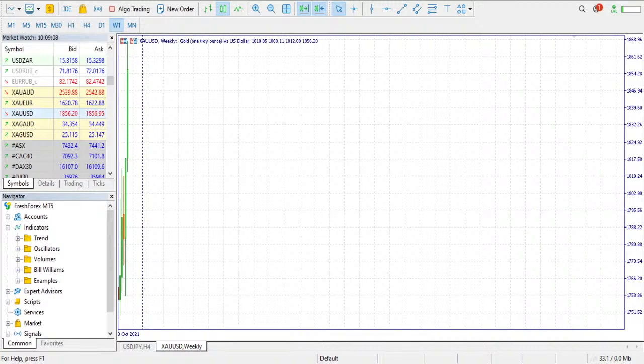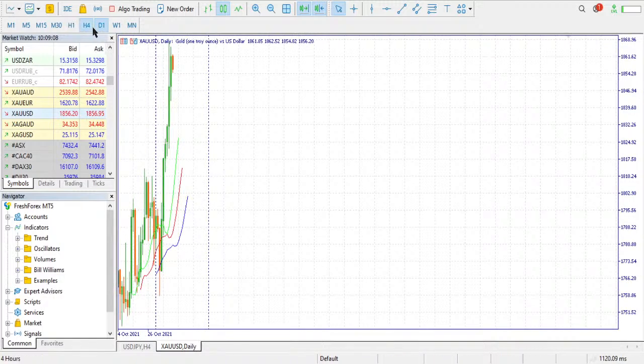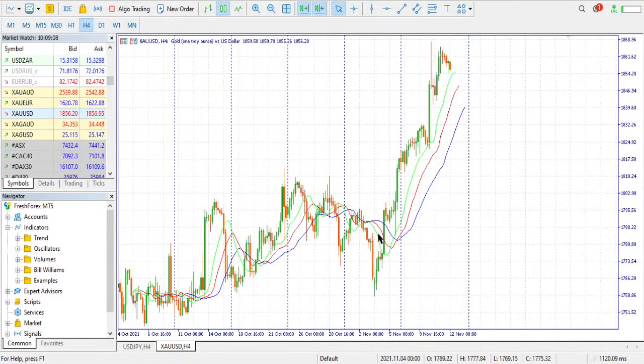So on gold, we are in an active uptrend. Just a second. Okay, 4 hours. You can see it from this point on the 4 hours, following the break beyond these three moving averages. These are not actually moving averages, these are just the alligator indicator.